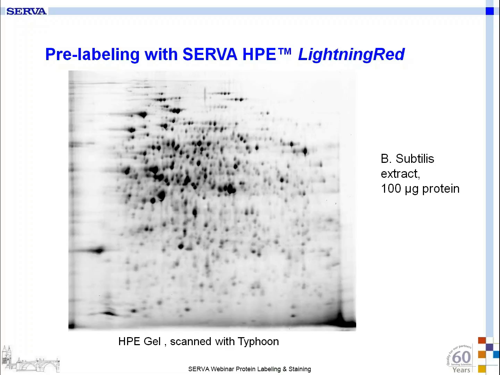And after the labeling of these proteins, so they were labeled in advance as well, 30 minutes before you put it on your IPG strips, it stays stable even when doing a focusing of the IPG strip. You go on a second dimension with our HPE gels, and this was then scanned with a Typhoon.